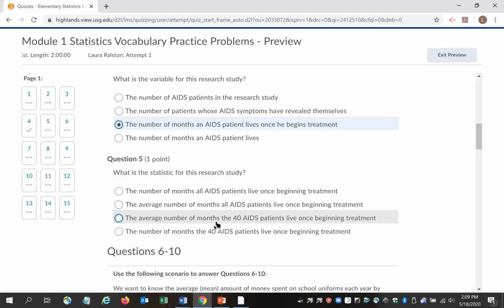The statistic, again, remember the statistic is related to the sample. And so the first two options where it talks about all the patients, I know that it's not either one of those because I don't want all. For the sample or for the statistic, it is the sample. And again, it's a measurement, so you got to have that measurement word in there, like average.